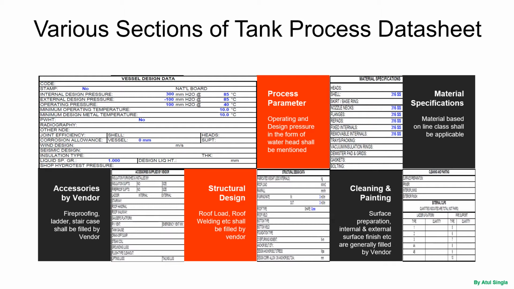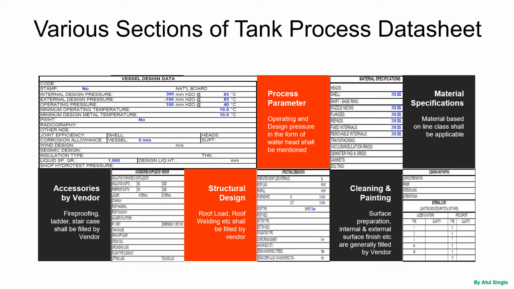So this data will always be there in process data sheets. Then along with that, there will be some accessories by a vendor, right? There will be some ladders, roof handrail. These kind of things will be filled by vendor. When we communicate with various vendors, they will provide a lot of information and that will be filled at that time. So initially these columns, these rows will remain empty.